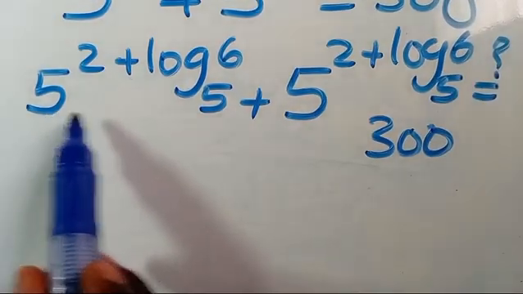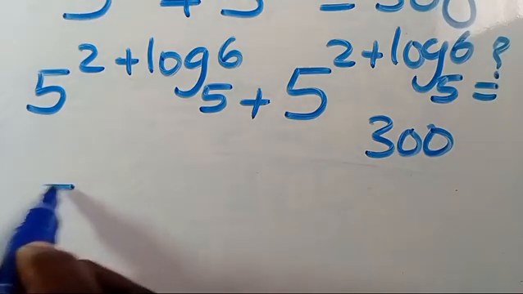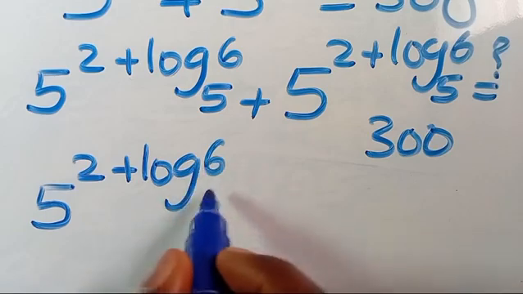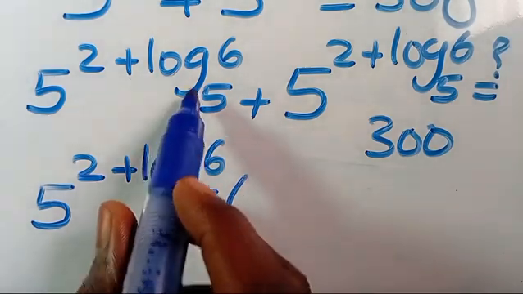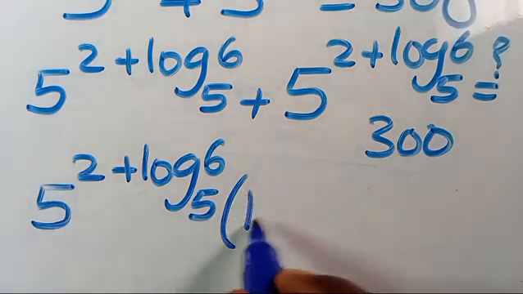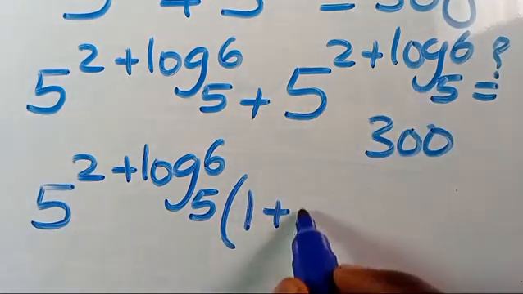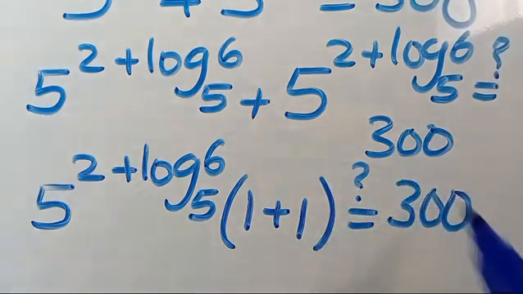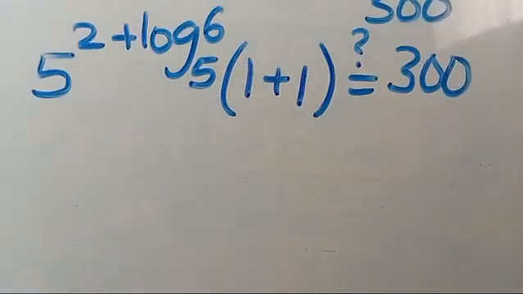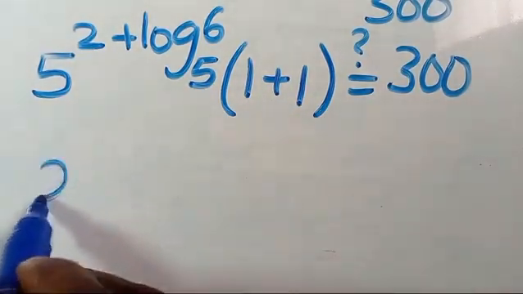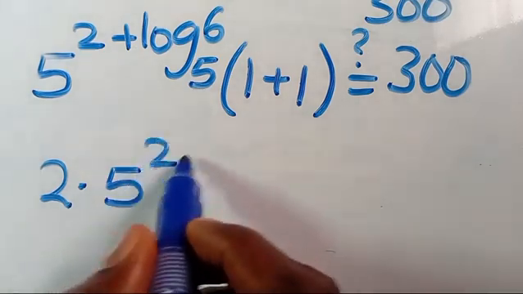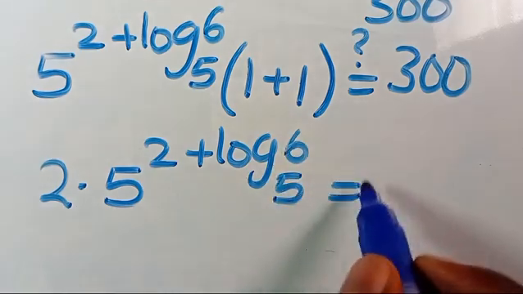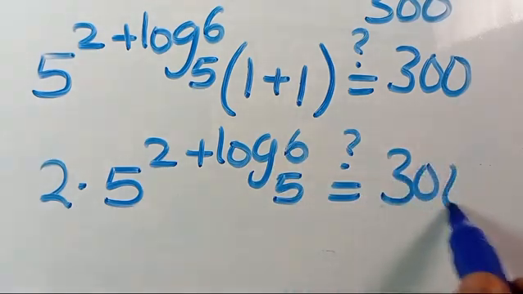So since this is repeated 2 times, we can factor it out to be 5 to the power of 2 plus log 6 in base 5. The first divided by this, we have it to be 1. This also divided by this will give us 1. Then it's going to give us 300. So 1 plus 1 will give us 2. So here will be 2 multiplied by 5 to the power of 2 plus log 6 in base 5. Then it's going to give us 300.